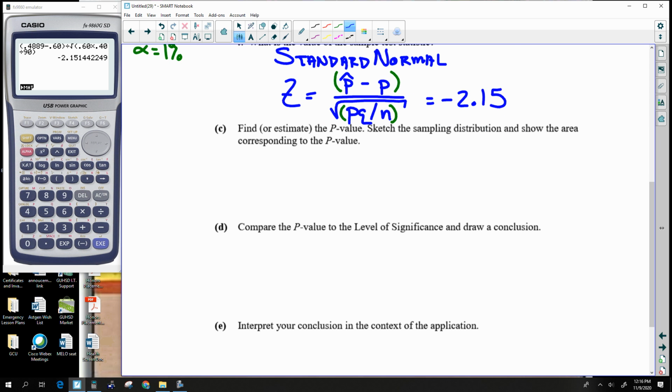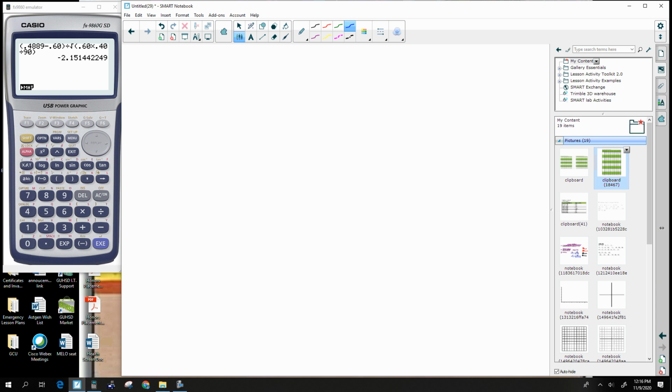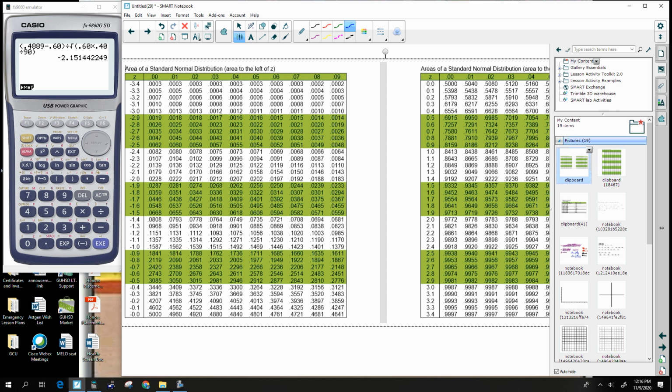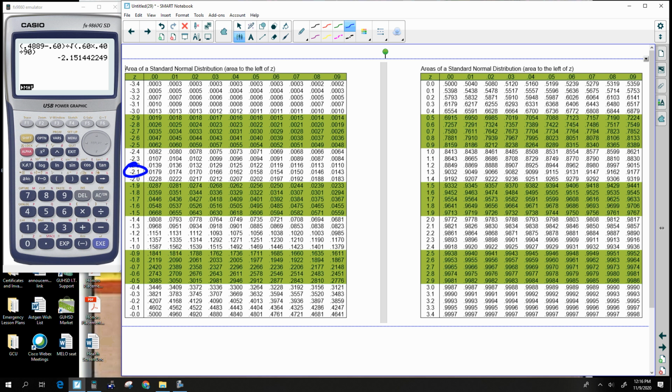This is not a 2-tail, this is a 1-tail, so I don't need to double anything. My p-value is based upon a z of negative 2.15, so that's exactly what I look up. So negative 2.15, again, you always look them up as a negative, even if they're not negative, and that's 0.0158. Do not reject.